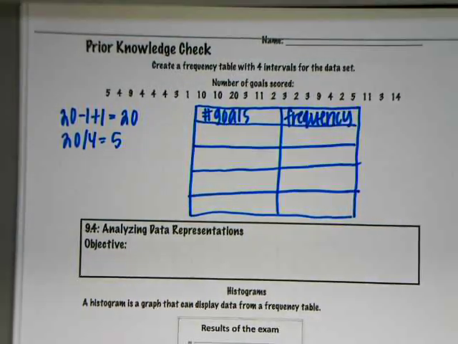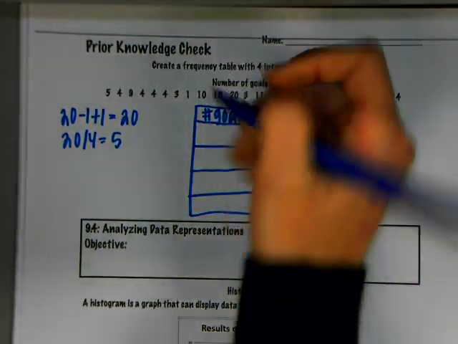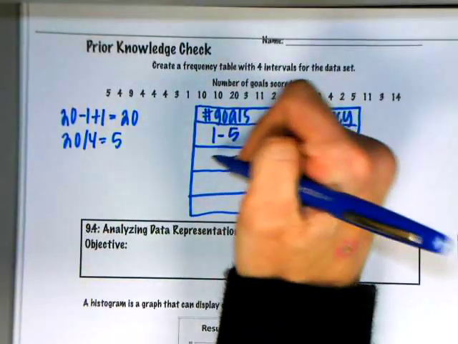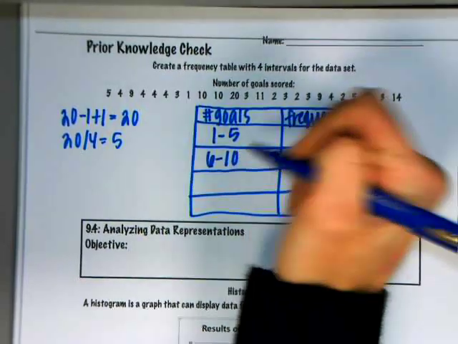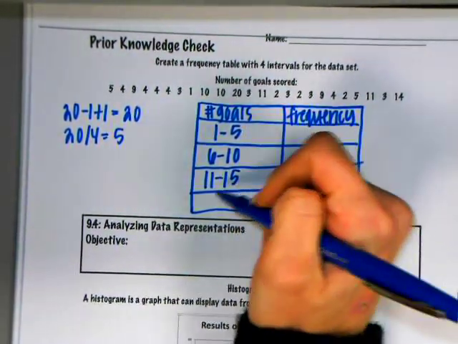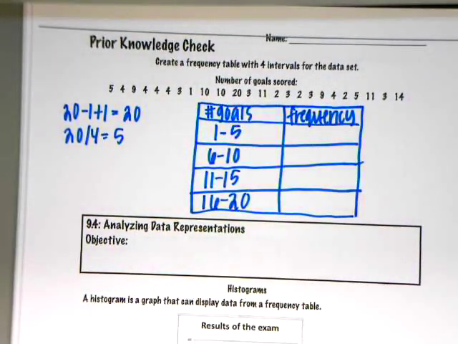Okay, so if there's 5 in each one, and our smallest number is 1, that's 1 to what? 1 to 5. 6 to 10. 11 to 15. 16 to 20. So count on your fingers. 1, 2, 3, 4, 5.